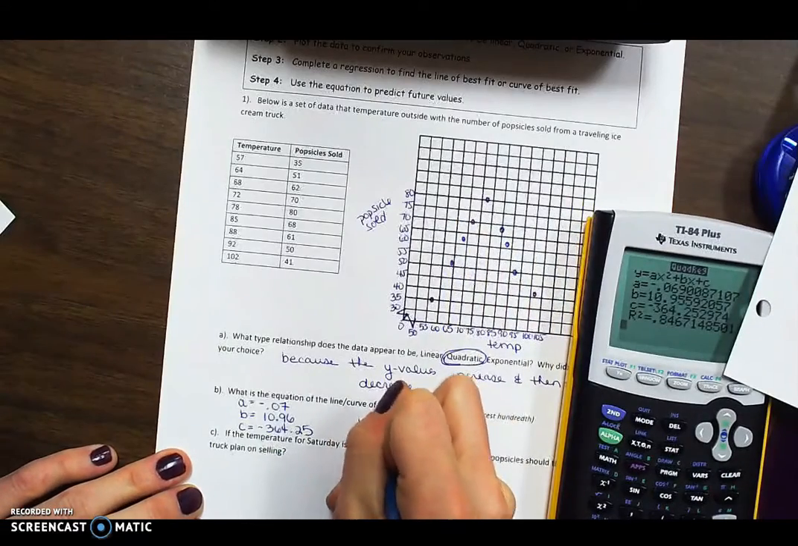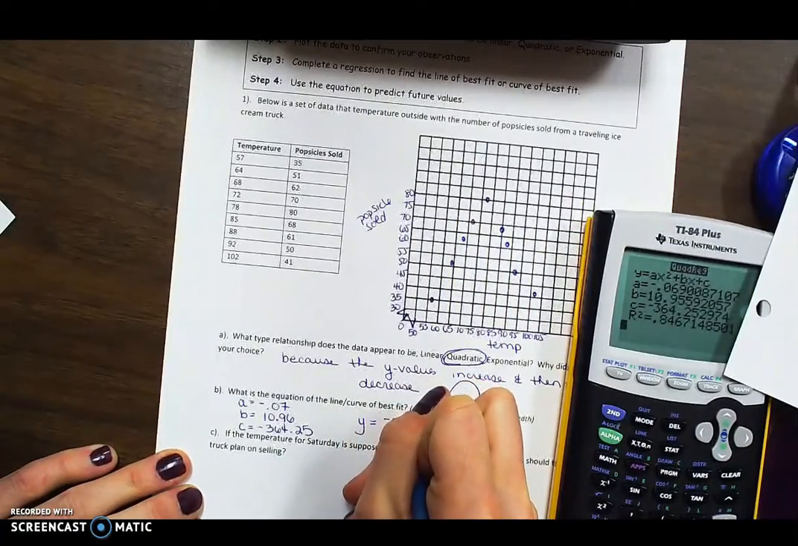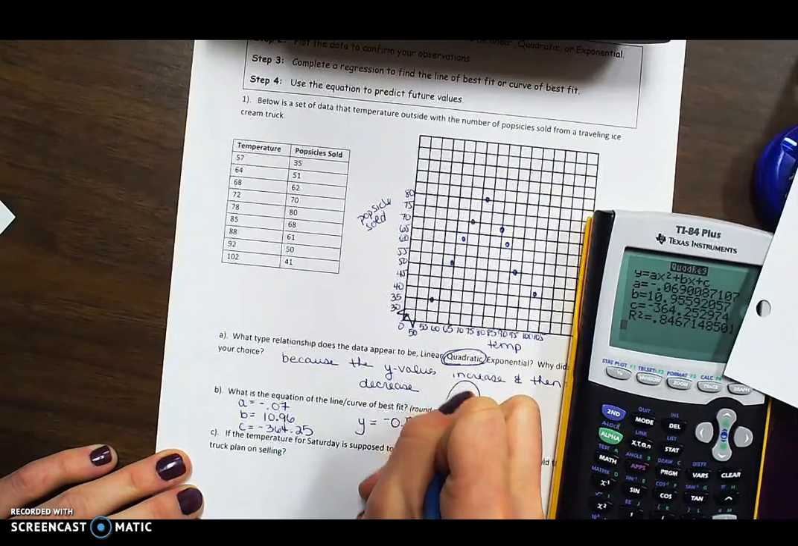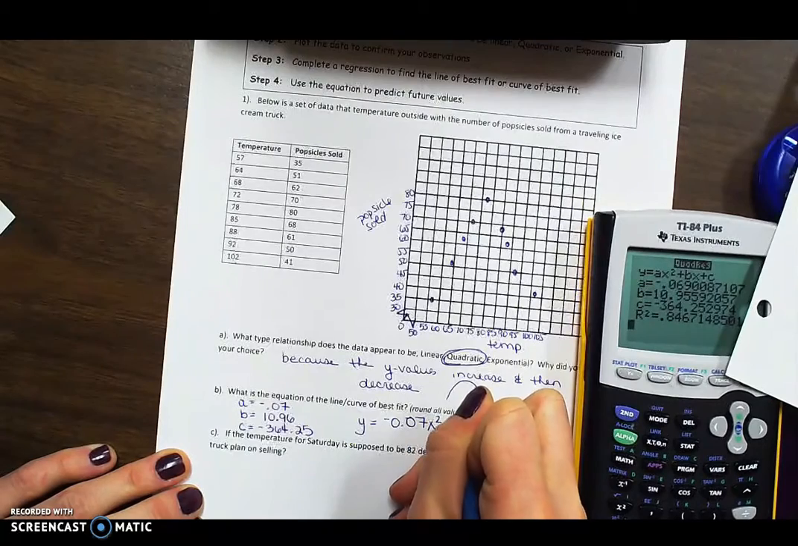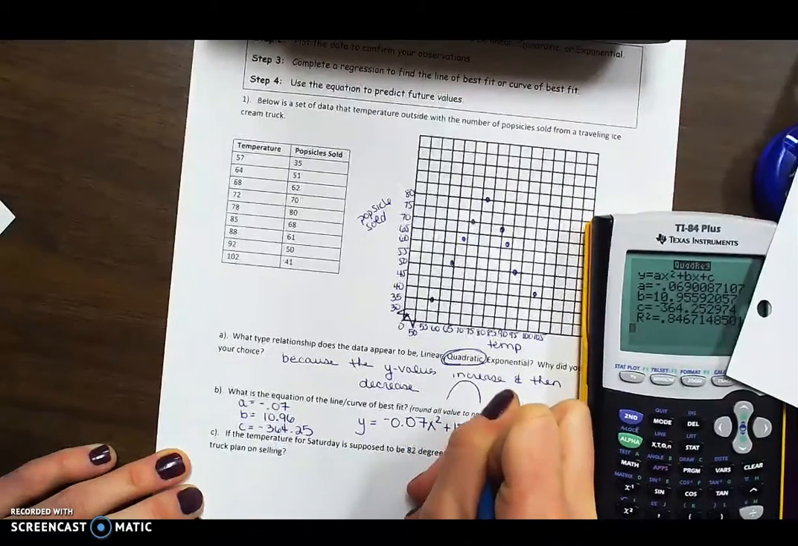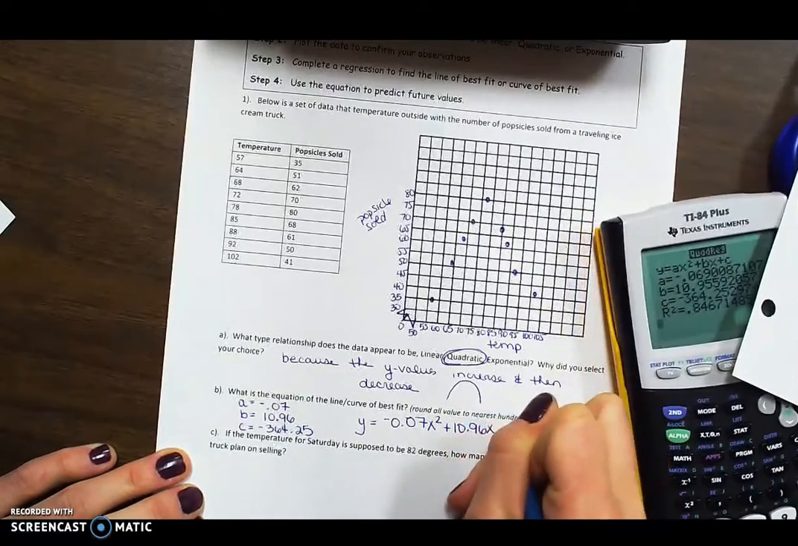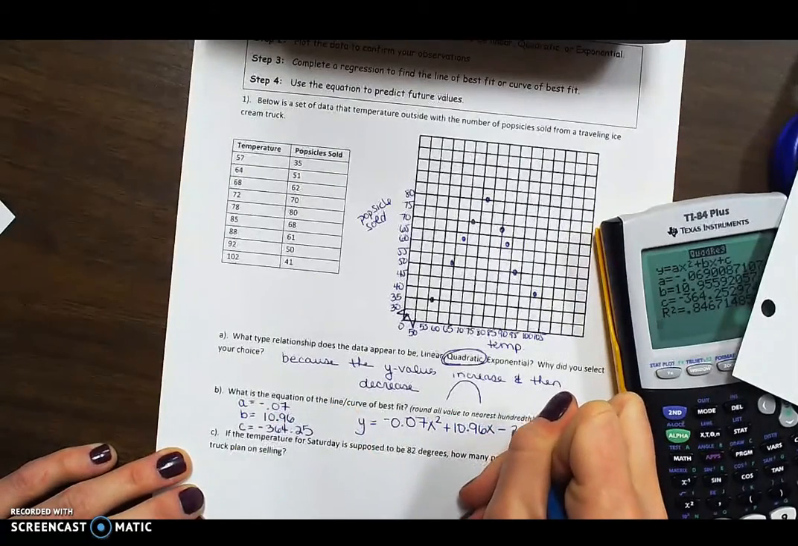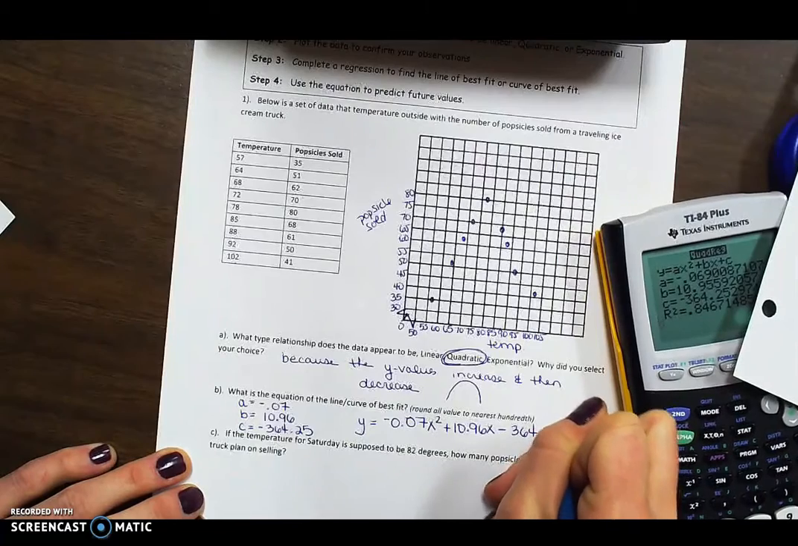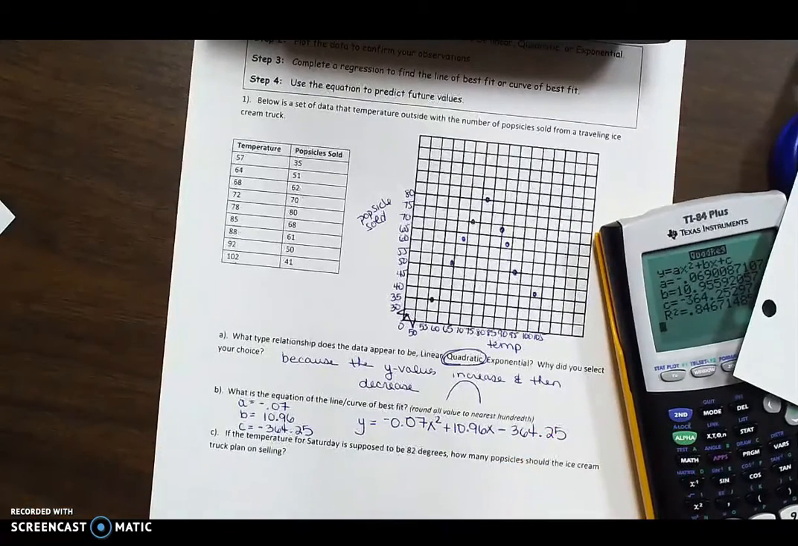So y equals negative 0.07 x squared plus 10.96x minus, this time it is a minus because the C is negative, 364.25. And now we have our curve of best fit.